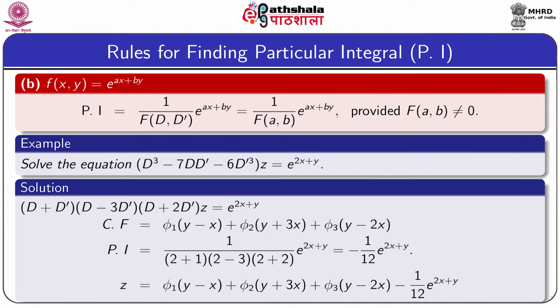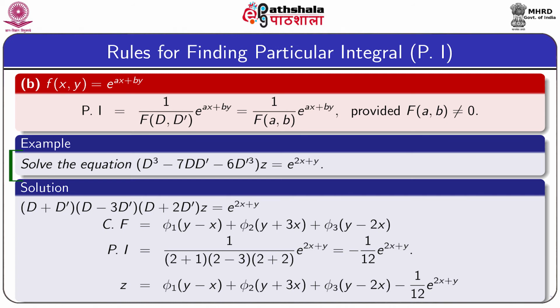Now, I am going to discuss the case when small f is in exponential form. So, the particular integral can be written as 1 by F D operating on e to the power ax plus by. So, 1 by F D can be considered as the inverse operator of the operator capital F. So, we know the property of the exponential function. Using that property we can write the particular integral as 1 by F a b into e to the power ax plus by, provided capital F a b is not equal to 0. And the case when F a b equals 0, we shall discuss separately.